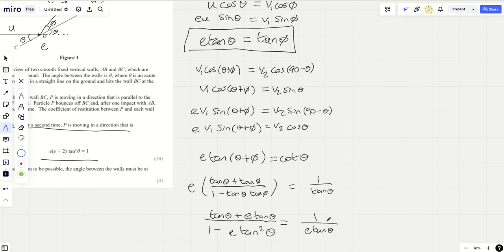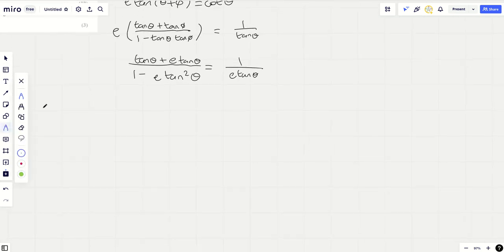Okay, and then I'm just going to times that over there, cross multiply basically, and hopefully end up with the answer. So I'm doing that times that, that times that. So that times that is going to give me e tan squared theta plus e squared tan squared theta, and that's going to equal 1 minus e tan squared theta. If I now match that up with that, I'm basically really, really close to the answer.